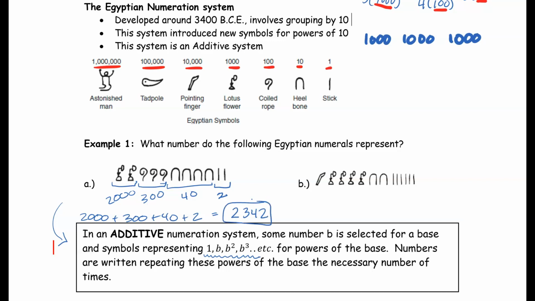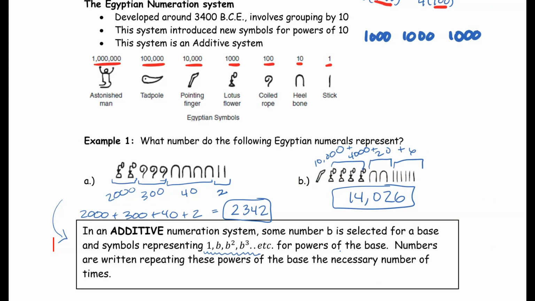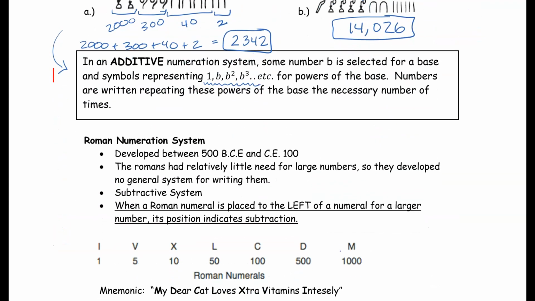Now, if you want, you could pause the video and try the next one. For the next one, you should get, so we have 10,000. These together would be 1,000 each, so 4,000, 20, and then 6. So if we add all of those up, we get 14,026. And you can imagine, if the Egyptians had to write a number as big as a million or a trillion, it would take a long time. That's a lot of pictures. So that's one downside of having an additive system. It's definitely more time consuming. But this would be fun for kids. Kids would definitely enjoy exploring this system, I think.